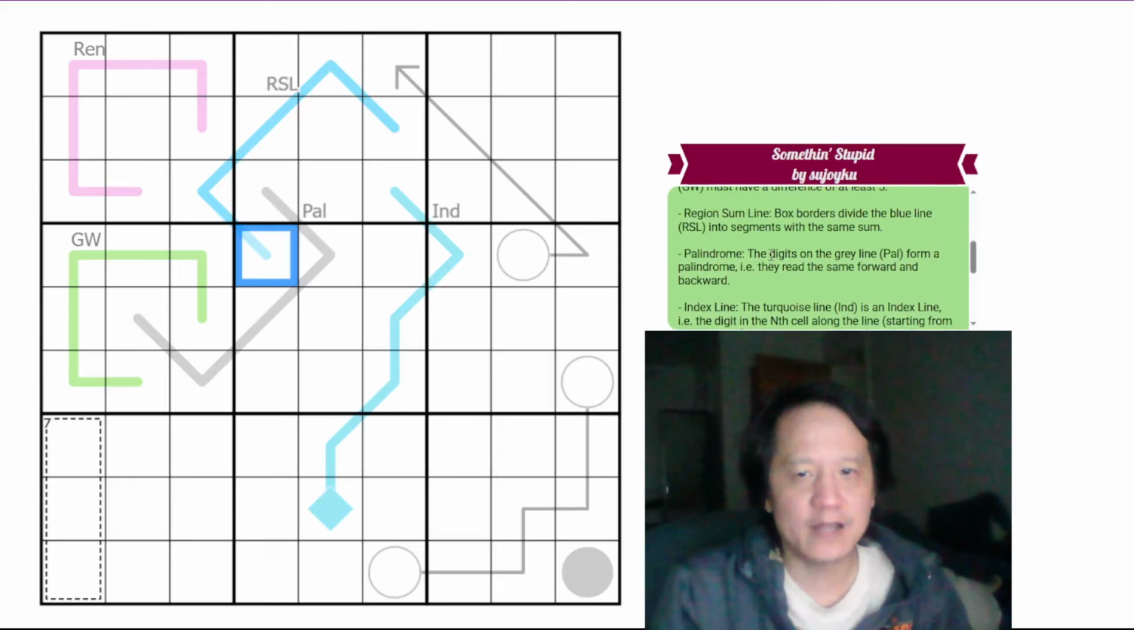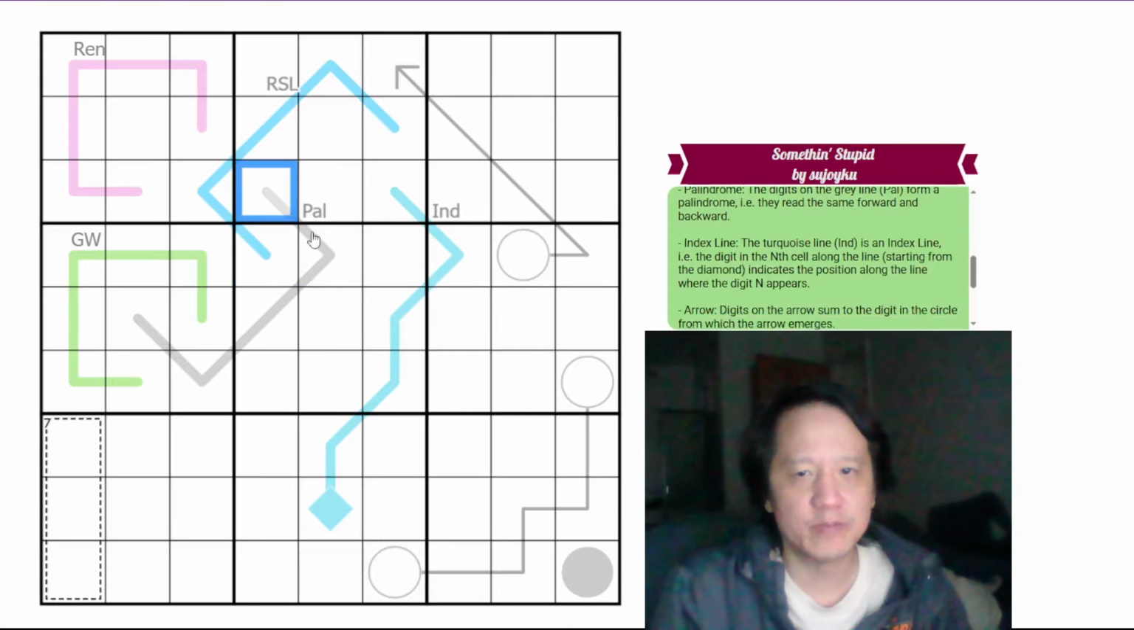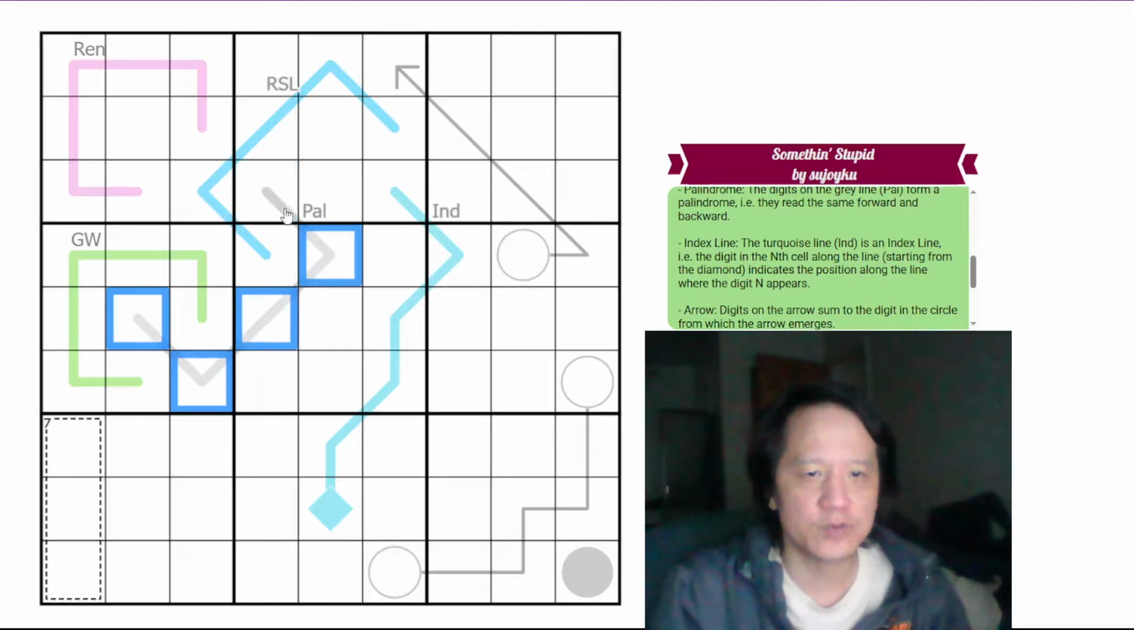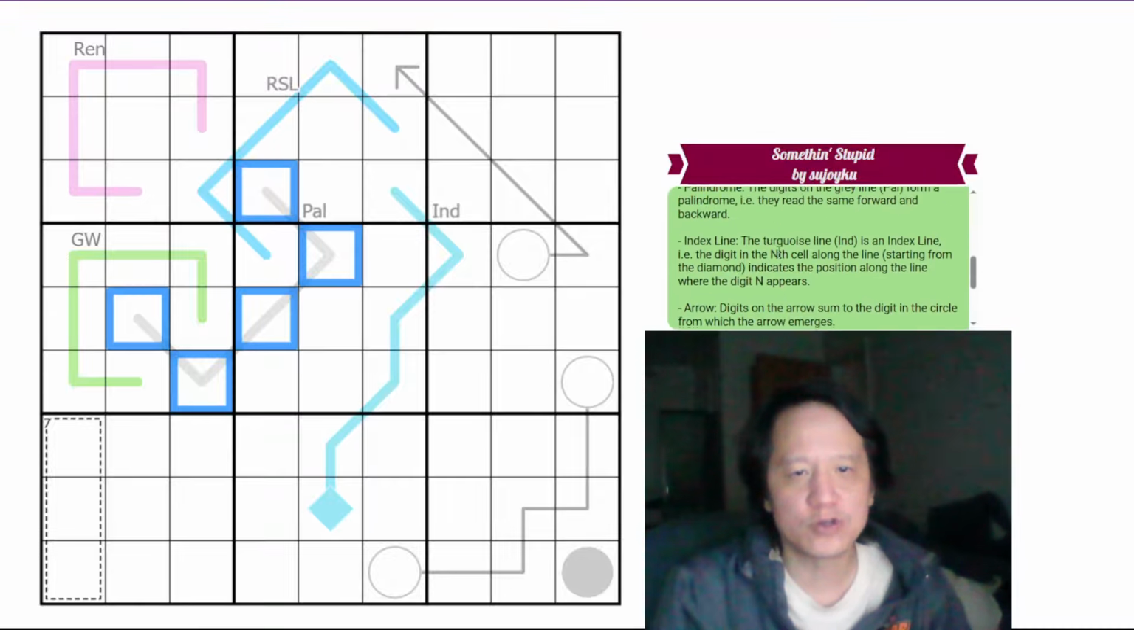We also have palindrome, where the digits on the gray line, PAL, form a palindrome. That means they read the same forward and backwards. So it reads the same going this way as it does going that way. And that's how a palindrome works.